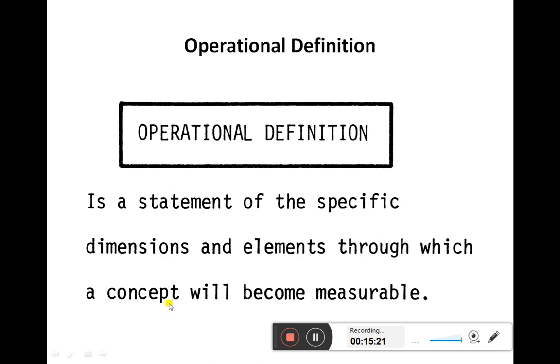So this technique, with the help of which we will measure a concept by splitting it into dimensions and elements, is known as your operational definition.